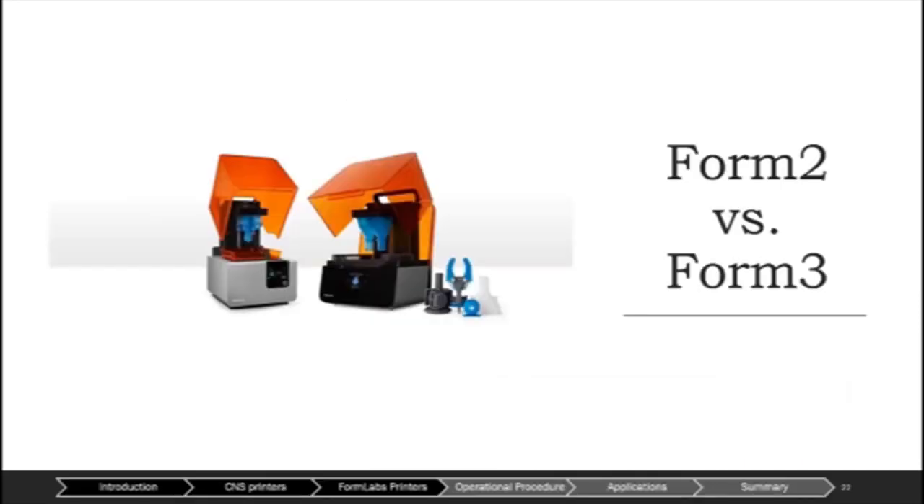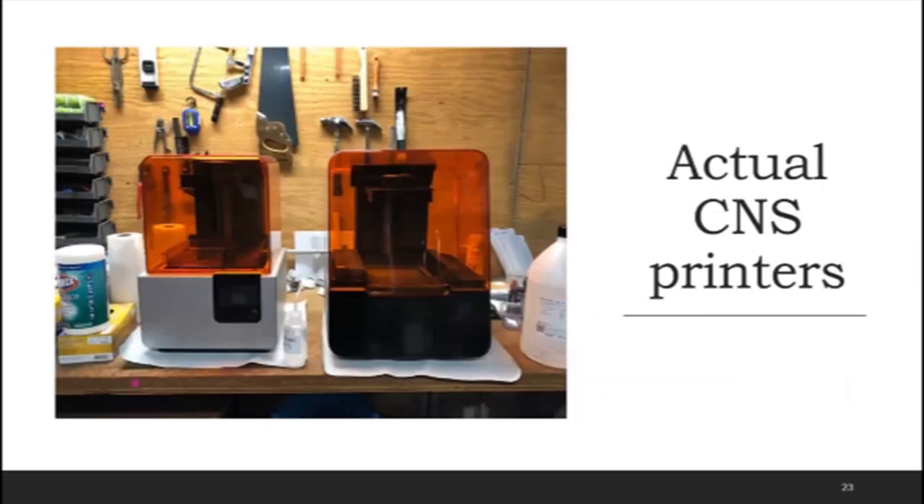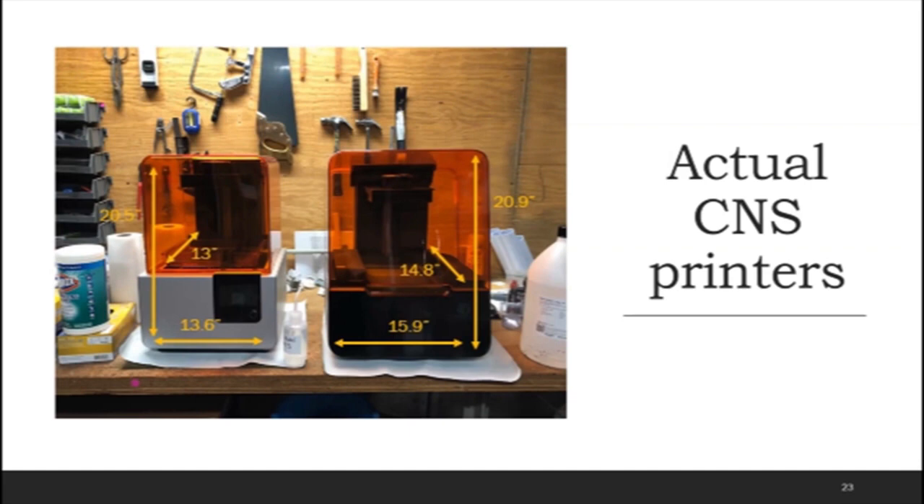So now I want to compare the Form 2 printer versus the Form 3 that we have, and these are actually where the CNS printers are at this moment. They're down in my basement, and you can see the messy basement in the background. But the first thing you probably notice once you look at them side by side is that the Form 3 is a little bit chunkier than the Form 2.